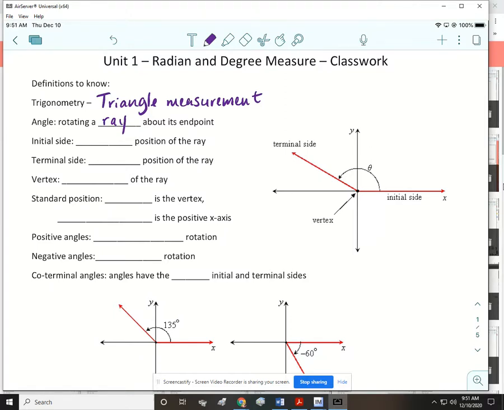The starting position of this ray is called the initial side. And then the terminal side is what you get after you take it and rotate it in a direction; where you end is the terminal side. So that's the ending position. Okay. And then the vertex is going to be the end point of the ray.